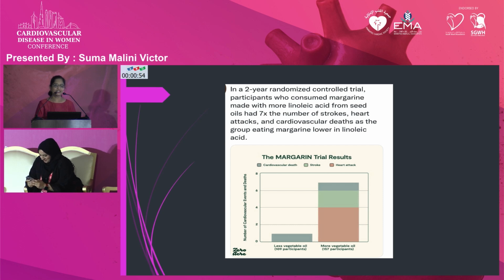Again, another randomized, of course, these are all small studies, not yet come into the mainstream, but very interesting and innovative thoughts. A 2-year randomized control study, again, looking at margarine from the seed oil versus the olive oil, showed 7 times increase in cardiovascular outcomes.